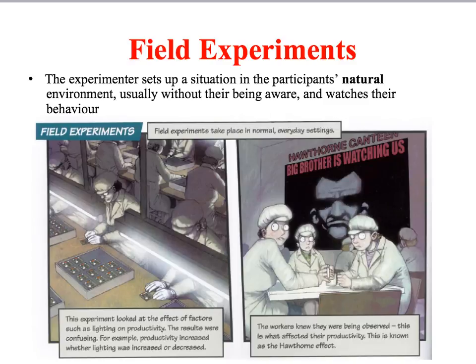And it appeared that the workers were actually responding to the knowledge that an experiment was taking place rather than to the variables being manipulated. So what sociology textbooks call the Hawthorne effect is the behaviour that results from people's awareness that they're part of an experiment and are being observed.